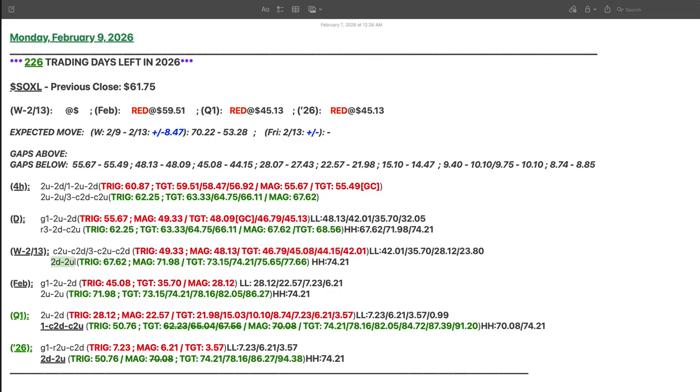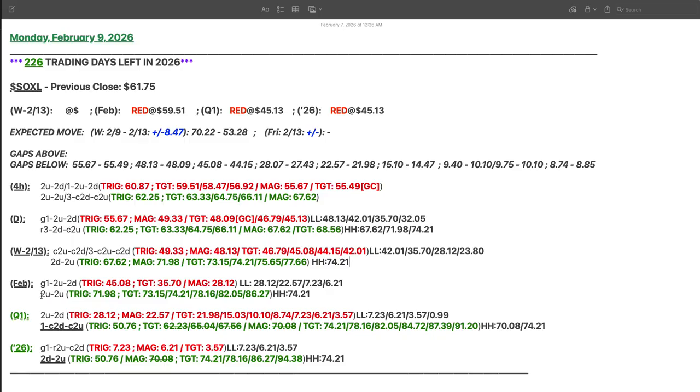If we do push to the upside, that gives us a 2 down, 2 up, locking in a higher low on the week chart, continuing the uptrend. That triggers at 67.62. Magnitude of that move is 71.98. And then we've got obviously the extended targets out here, 74.21 being all-time high. So we want to just see things continue to push to the upside if you are a bull.